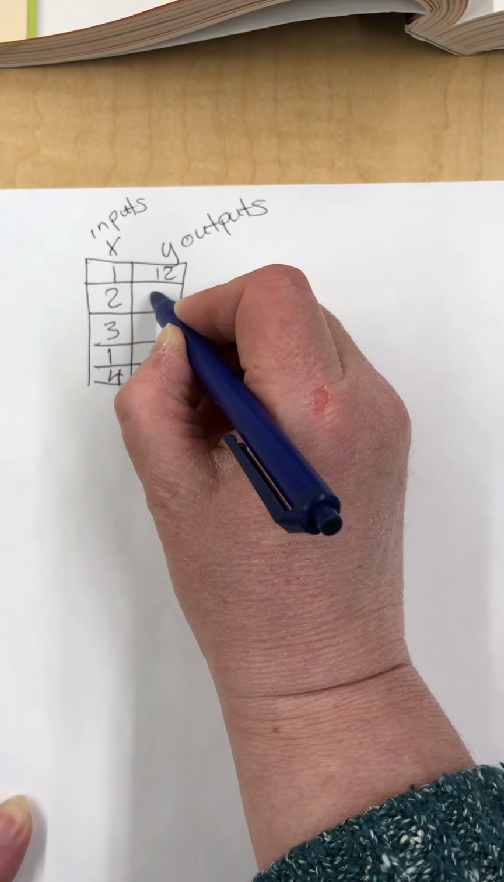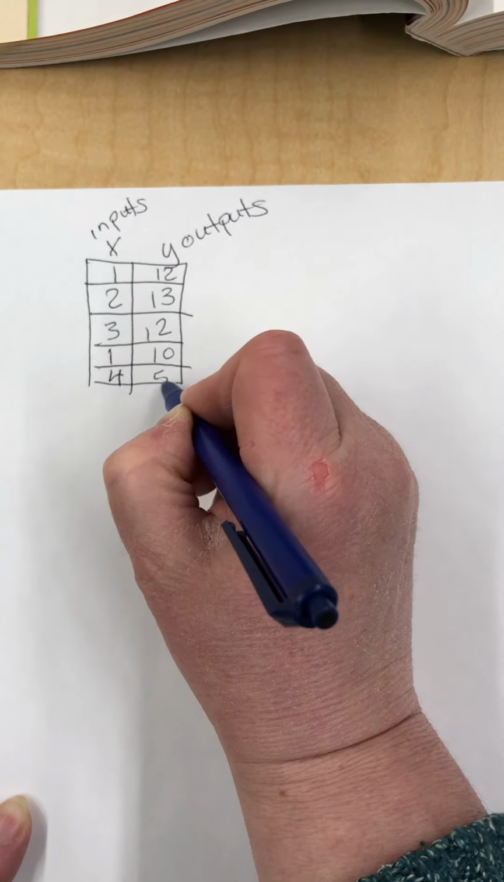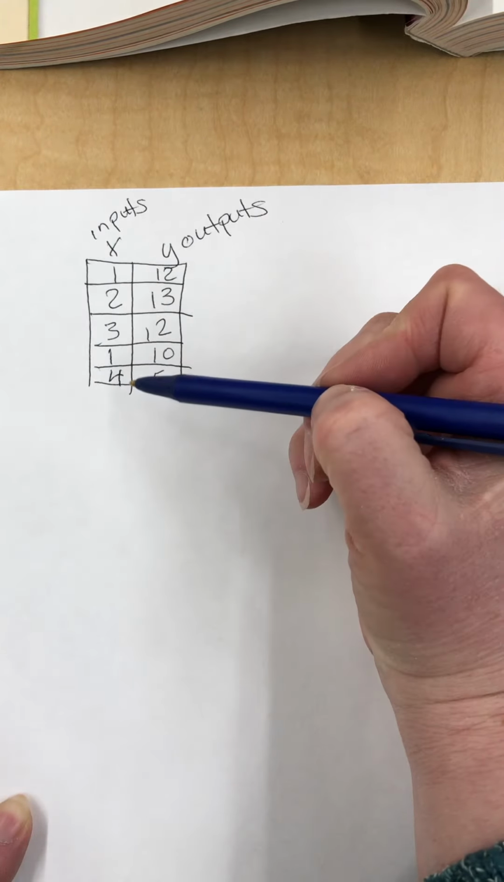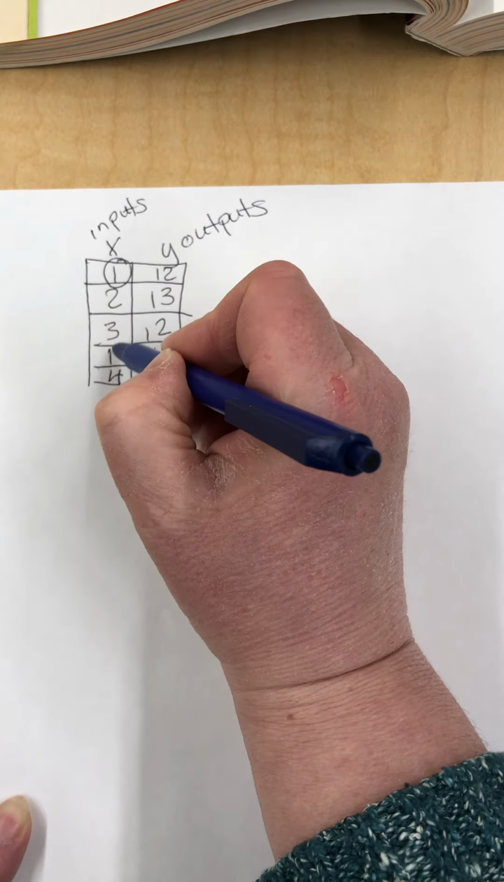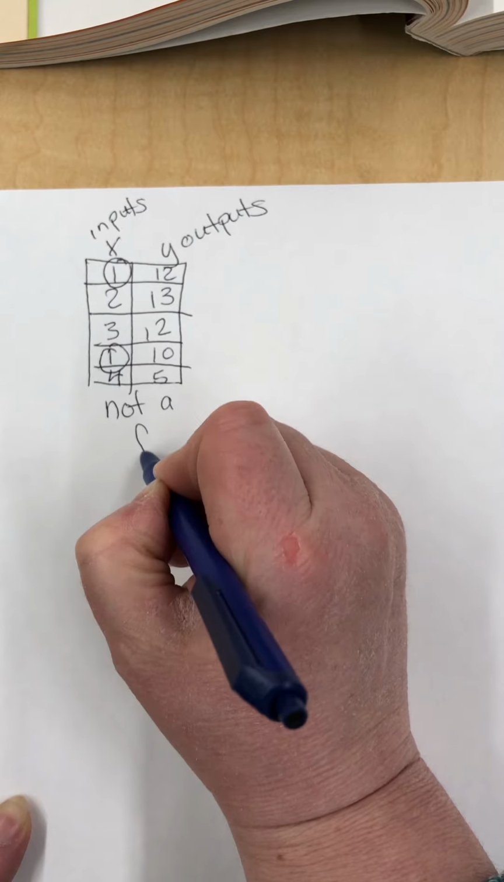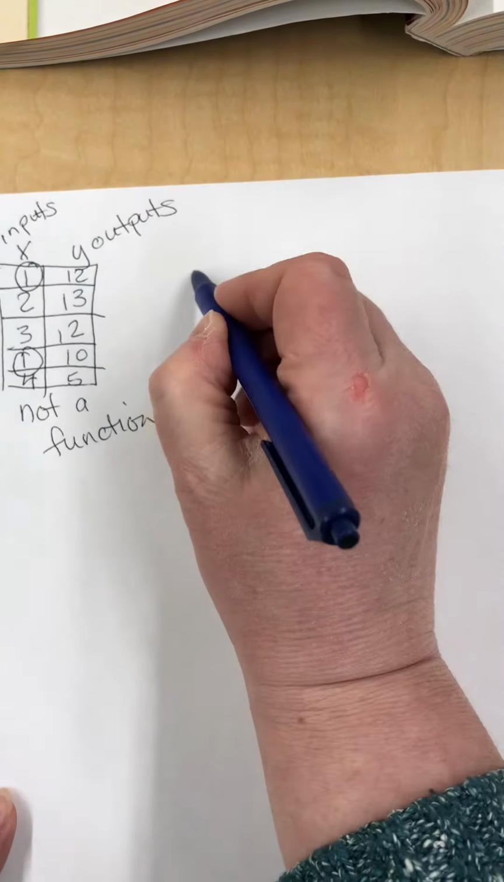This could be 12, this could be 13, this could also be 12, this could be 10 and 5. So it doesn't matter if your outputs repeat to determine if it's a function. It's your inputs, your x values. So you have to look at, did they repeat? In this case they did, so this is not a function.